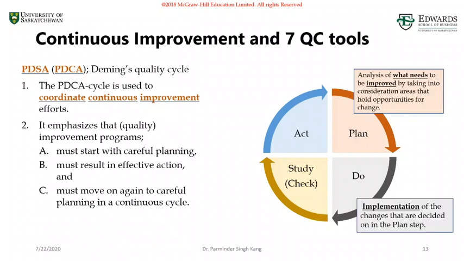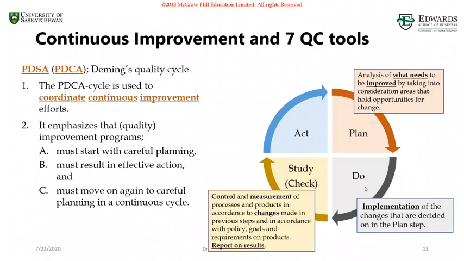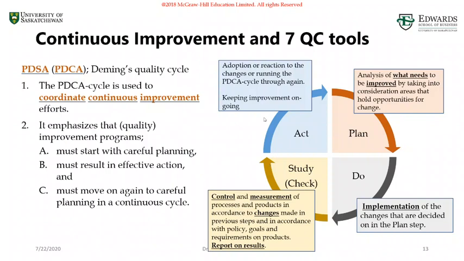In the do phase, you go ahead and implement those changes, right? You may select a small production area where you roll out these changes, and after rolling out the changes, you can collect more data and see if the changes were successful or not, right? If the changes are successful, then you will go ahead and roll them out for the entire production floor or for the whole factory. Otherwise, you go back to the planning board and revise the solution and perhaps collect more data and so on. So you always keep on going in this continuous cycle. That's why it's called the continuous improvement cycle, right?